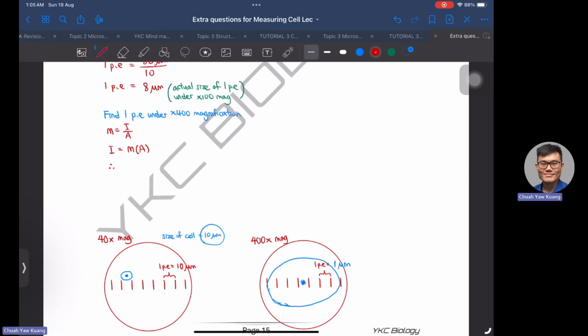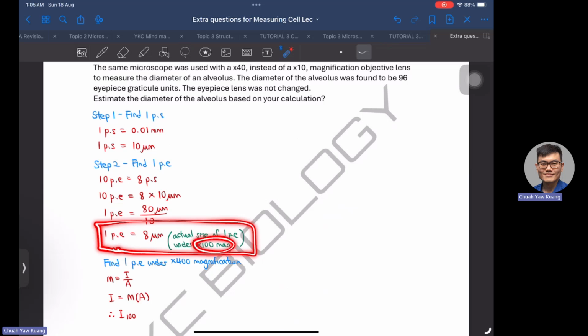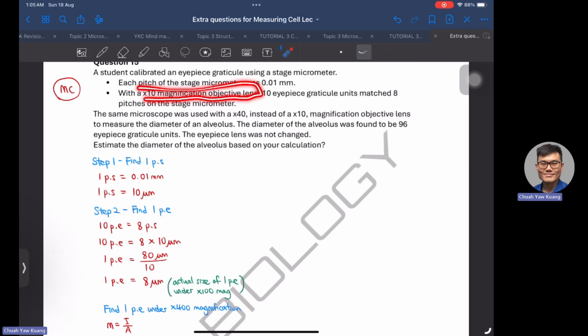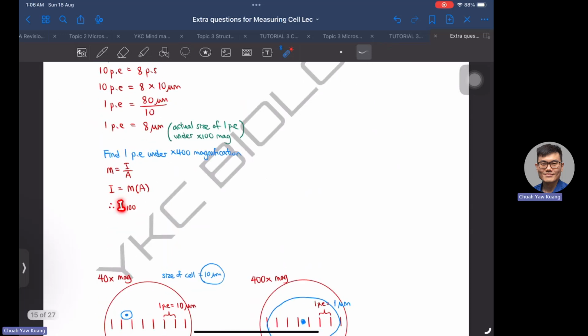Based on this, we can say that the image size of this eyepiece reticule under 100 times magnification, because at the beginning for this one, what we count is 100 times magnification since it's using a 10x eyepiece and a 10x objective lens, so it is 100 times magnification here, is equal to the image size of the eyepiece reticule under 400 times magnification. It is the same.